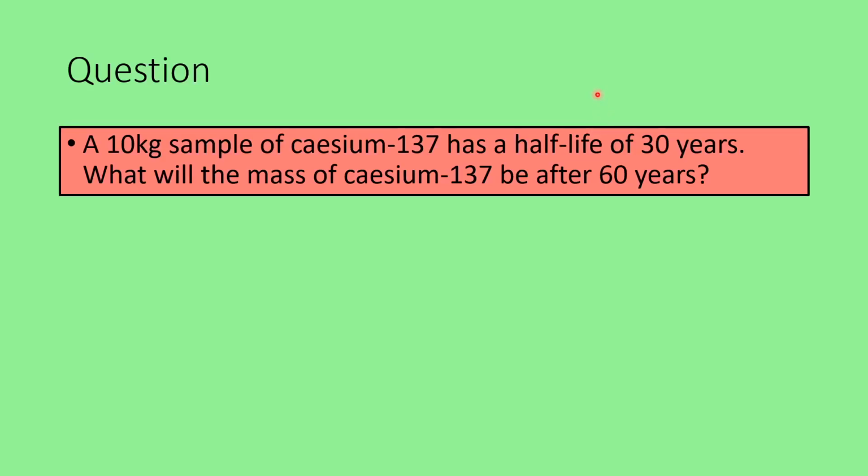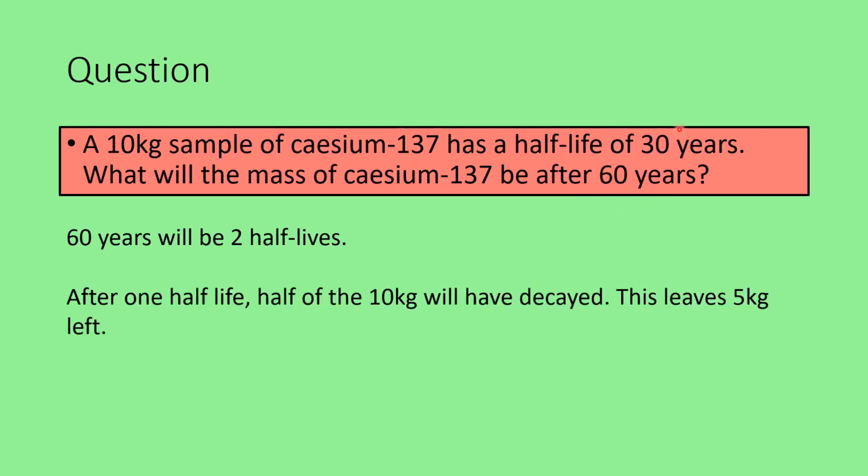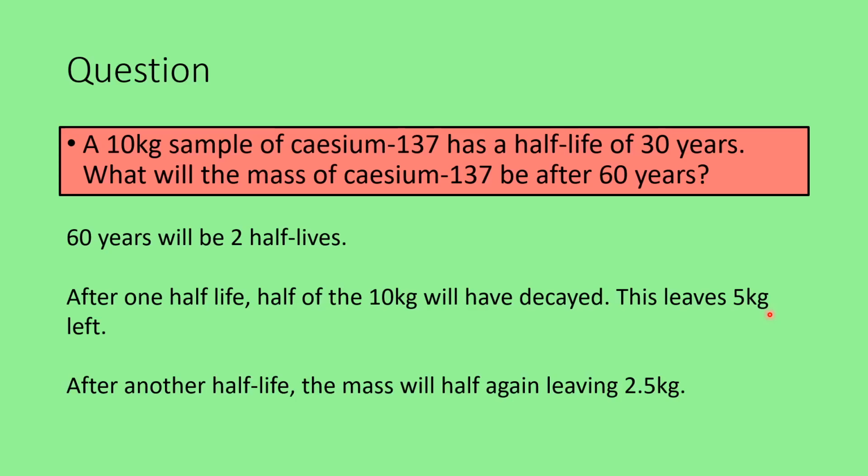Okay, so we can say that 60 years is going to be 2 half-lives. 1 half-life is 30 years, so 60 years is 2 half-lives. After 1 half-life, we know that half of the nuclei are going to decay, so the mass is also going to halve. Half of 10 kilograms decayed, so half of 10 is 5, leaving 5 kilograms left. But that's only after 1 half-life. We're asked for 2 half-lives. So we halve it again, and we end up with 2.5 kilograms. So your answer should have been 2.5 kilograms.